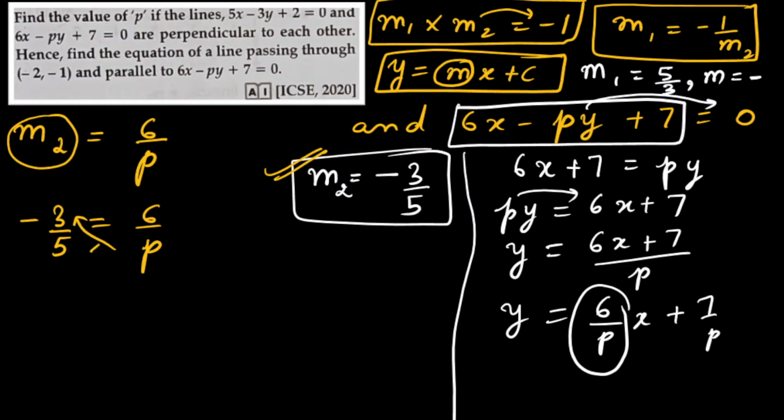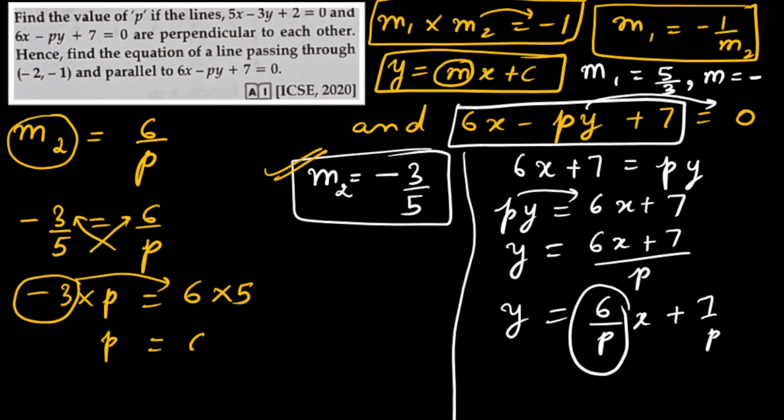Now let's do cross multiplication. So minus 3 into P is equal to 6 into 5. Now let's shift minus 3 to the other side. So P is equal to 6 into 5 by minus 3. We can do cancellation here, 6 and 3: 3 into 1, 3 into 2. So P is equal to minus 10. So that's the correct value of P. P's value is equal to minus 10.